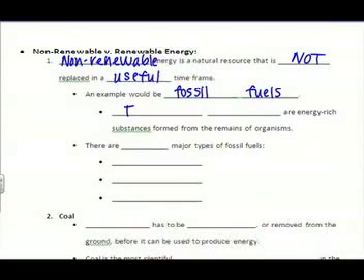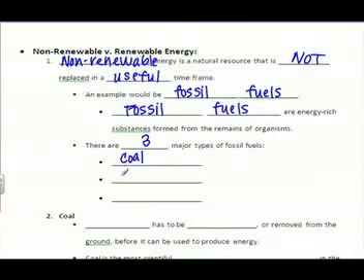And fossil fuels are energy-rich substances formed from the remains of organisms. And there are three major types of fossil fuels. There's coal, oil, and natural gas.